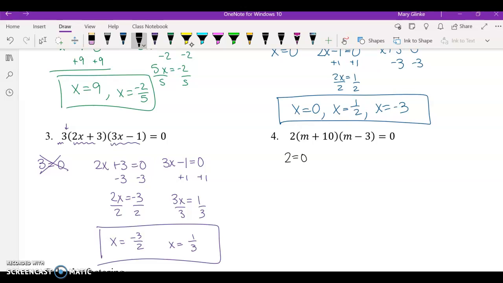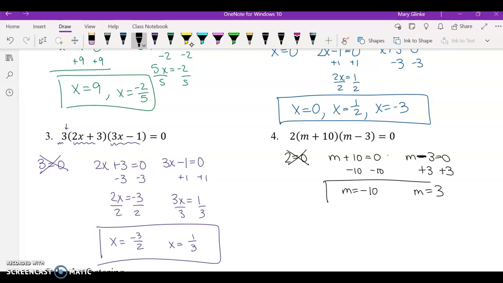So let's try one more. We have, again, three different factors being multiplied and set equal to 0. So we're going to set each of those parts equal to 0. 2 does not equal 0, so we do not get an answer from that one. And we solve the other two equations for m, and we get m equals negative 10 and m equals positive 3.